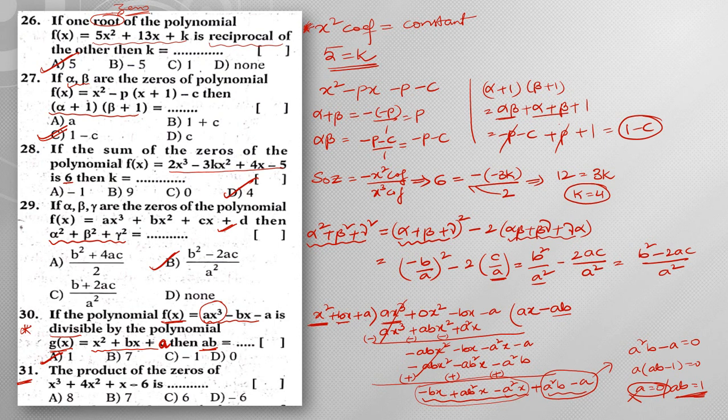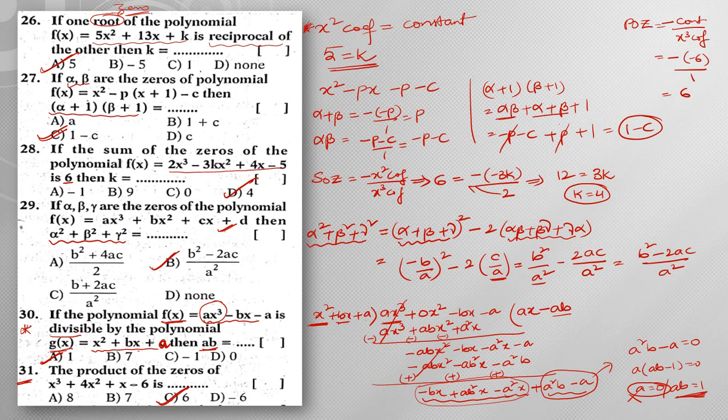So to find out the product of zeros of a cubic polynomial, what is the formula? The product of zeros is given by minus constant term by x cube coefficient, which is nothing but minus of minus 6 by x cube coefficient, which is 1, so which gives me plus 6. Hence the answer is plus 6.